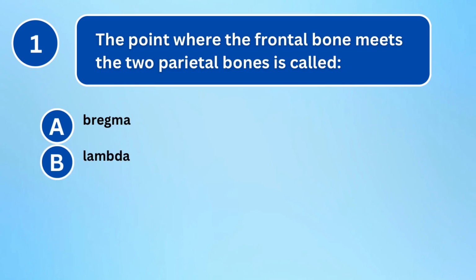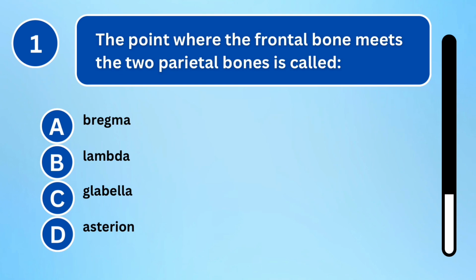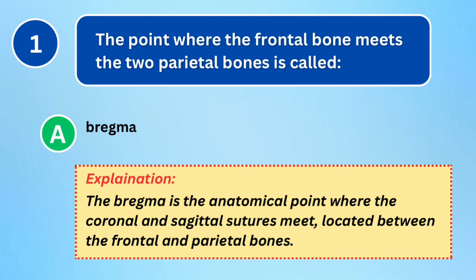The point where the frontal bone meets the two parietal bones is called: A. Bregma, B. Lambda, C. Glabella, D. Asterion. Correct answer is A. Bregma.